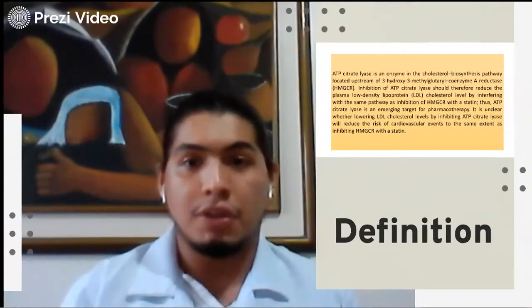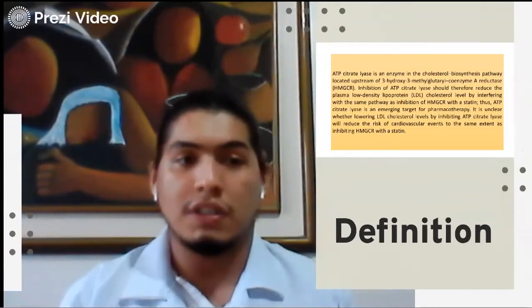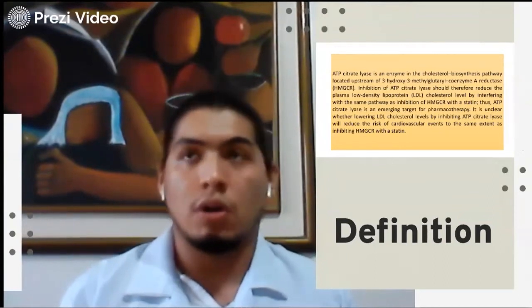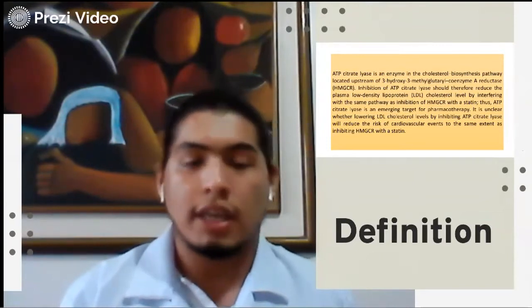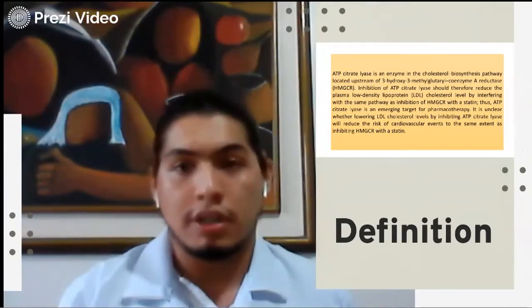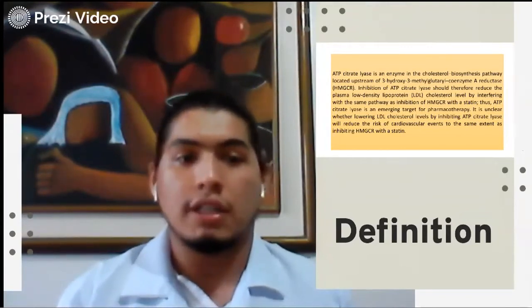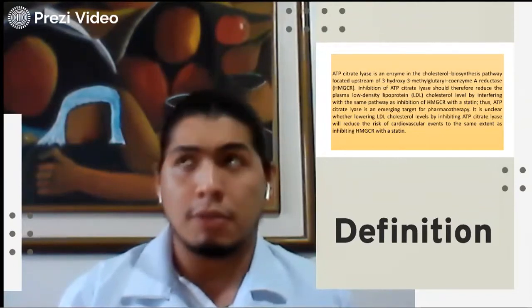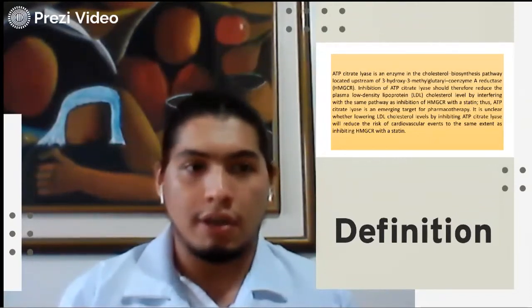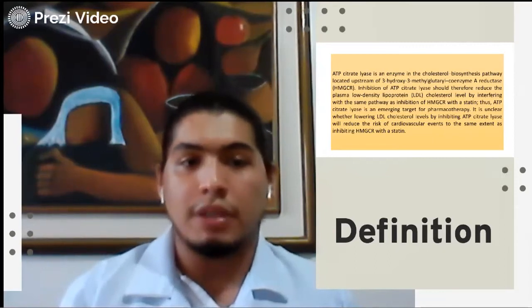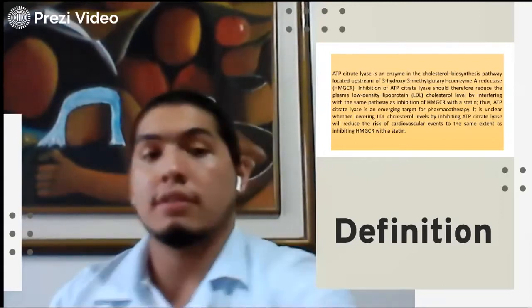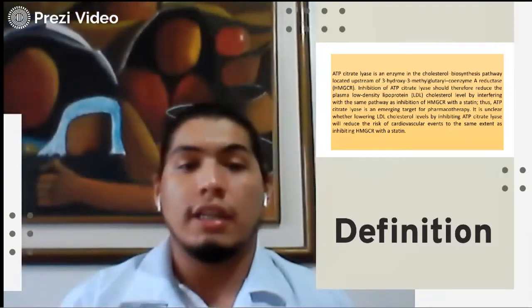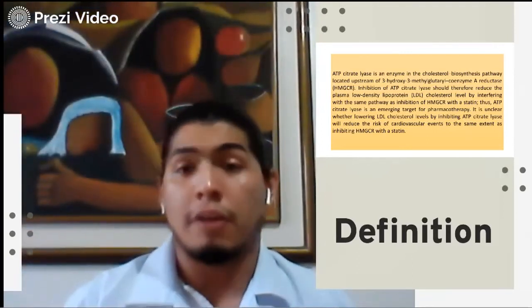Definition: ATP-citrate lyase is an enzyme in the cholesterol biosynthesis pathway, upstream of 3-hydroxy-3-methylglutaryl coenzyme A reductase, HMGCR. Inhibition of ATP-citrate lyase therefore reduces the plasma low density lipoprotein LDL cholesterol level by interfering with the same pathway as inhibition of HMGCR with a statin. So ATP-citrate lyase is an emerging target for pharmacotherapy.